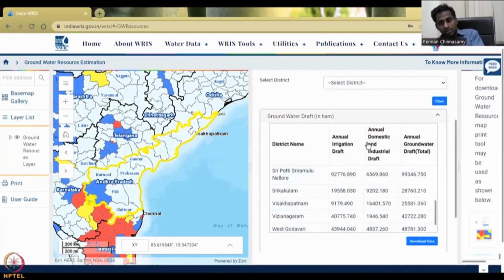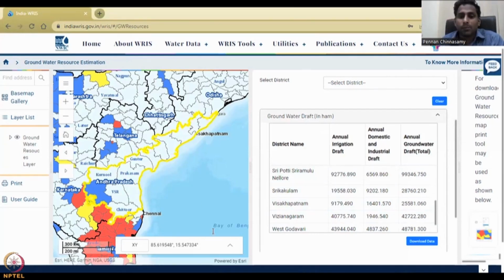And then you have the annual domestic and industrial draft. And then you have the annual groundwater draft total. So this is in your budget. So let me type the budget. So what was the budget we had as storage? Storage is equal to, so the net storage, the remaining water, is equal to input minus draft or output.